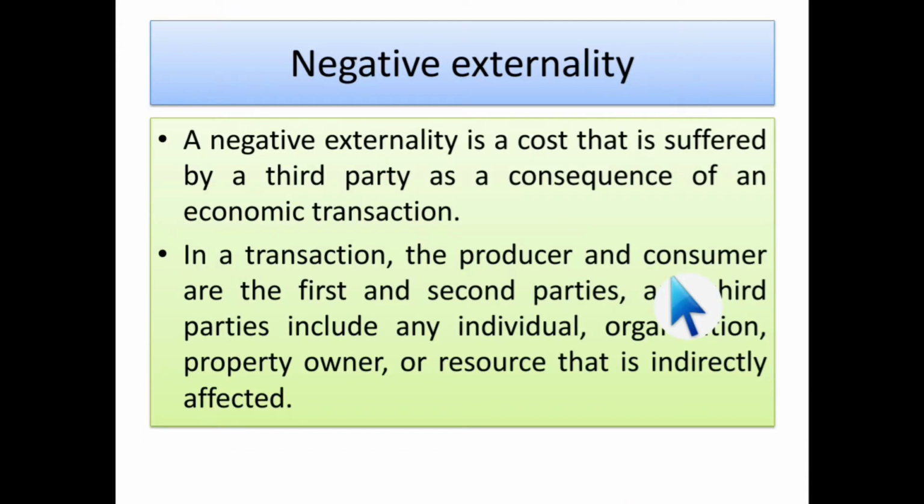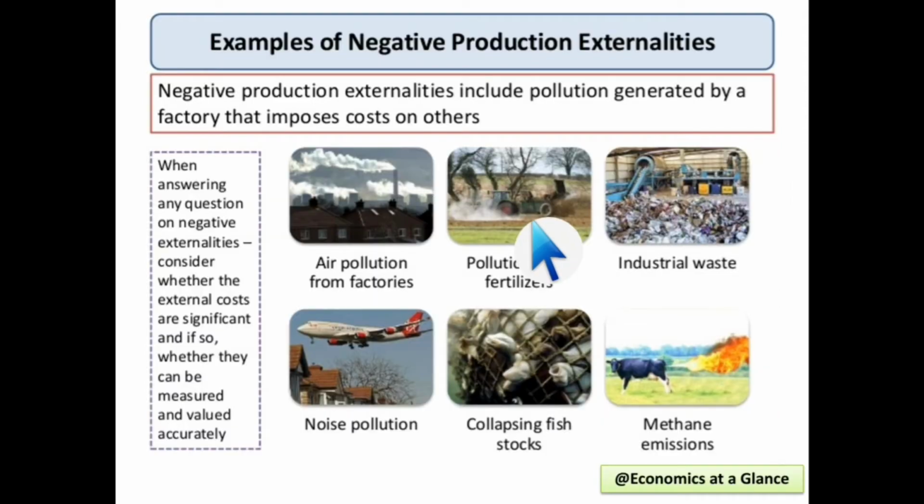What in case of negative externality? It is a cost that is suffered by a third party. In positive cases, the third party got benefited. Now the third party suffers. How? See, let's say air pollution from factories. Let's say one factory is causing much air pollution and that pollution affects the society nearby. So the factory has to pay a particular cost for the solution of that air pollution, and that cost is called negative externality. That means the cost the factory has to pay to the society. Like that, all the examples I have mentioned here.